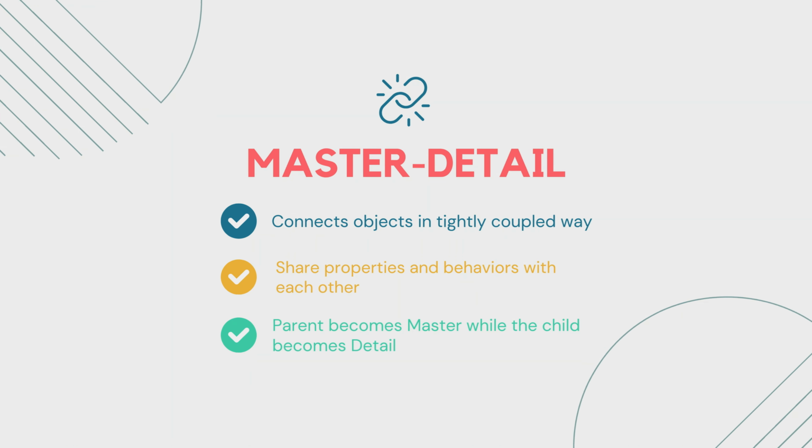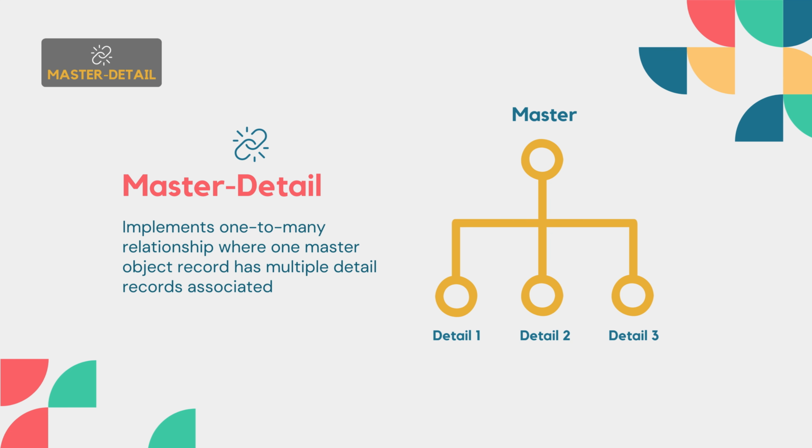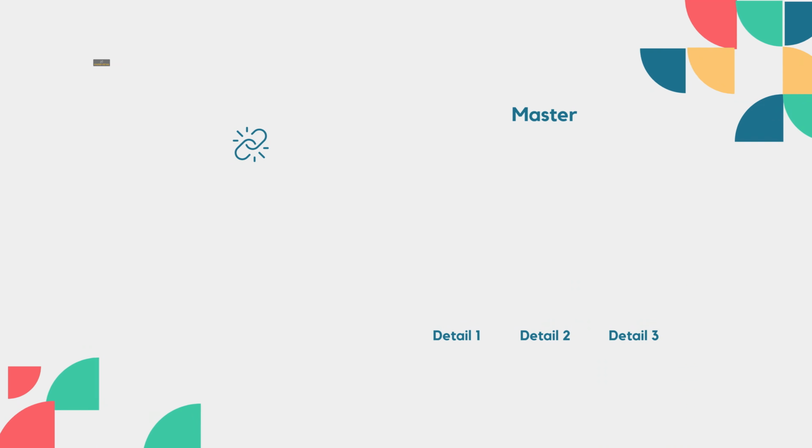Implements one-to-many relationship. Master-detail implements one-to-many relationship between the objects. This means that there will be one master record which can have multiple detail records associated with it. Technically, there is no restriction on how many records we can have as detail to a master record.